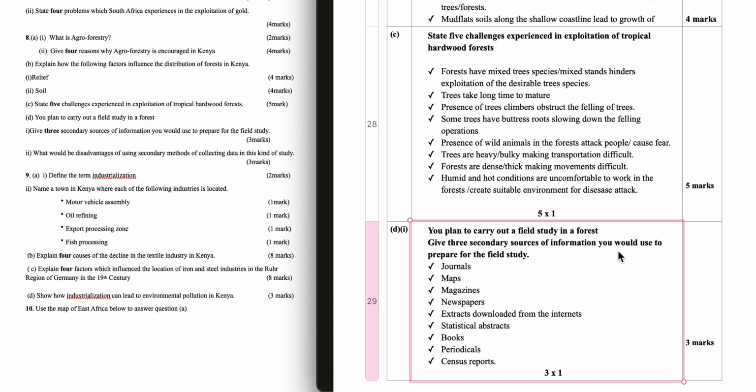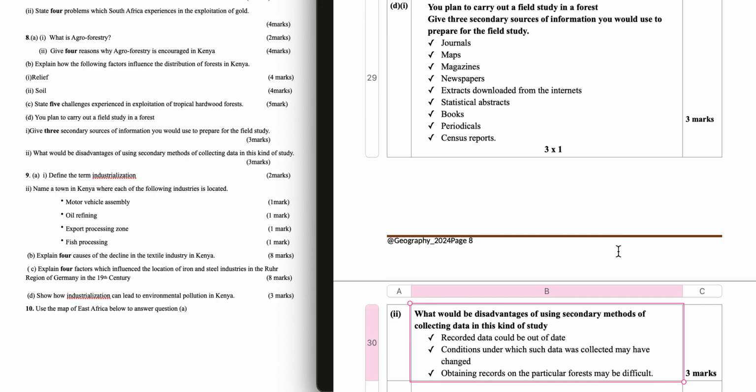Question 8d2. What would be the disadvantages of using secondary methods of collecting data in this kind of study? Recorded data could be out of date. It could be outdated, that is. Conditions under which such data was collected may have changed. Obtaining records on the particular forest may be difficult.